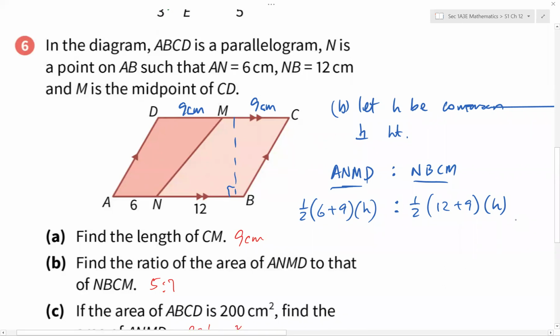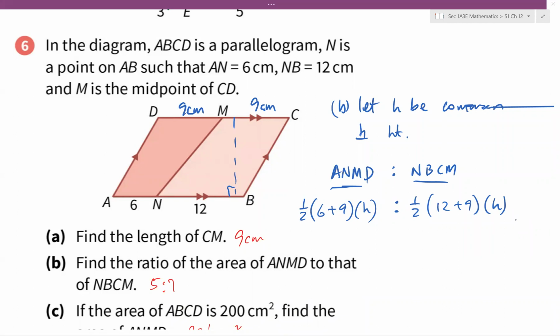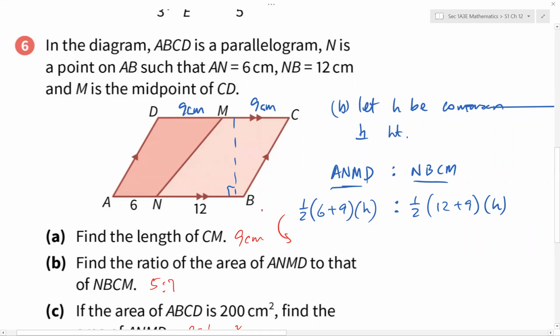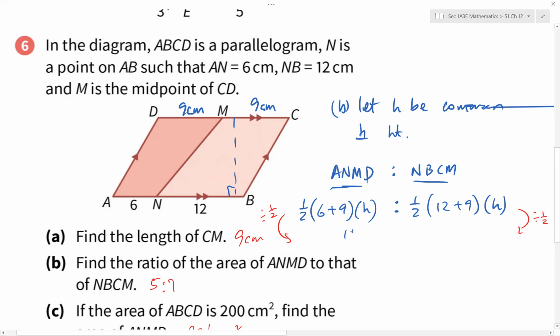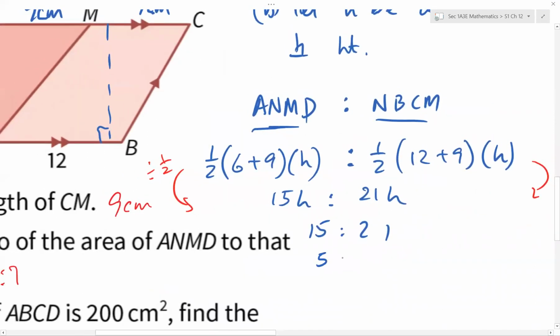But how about we just divide both sides? Divide by half. Okay, if we do it step by step, we divide by half first. We end up with 15h to 21h. And I think you can divide by h by yourself, you get 15 to 21. Of course, you have to divide by 3. So you get 5 to 7. So this is how you do it by ratio.